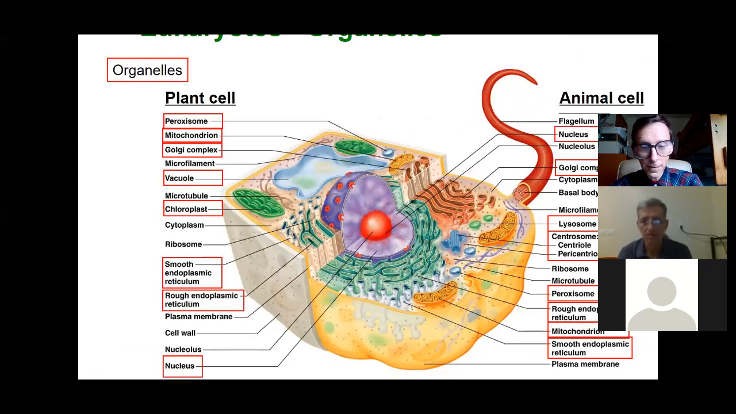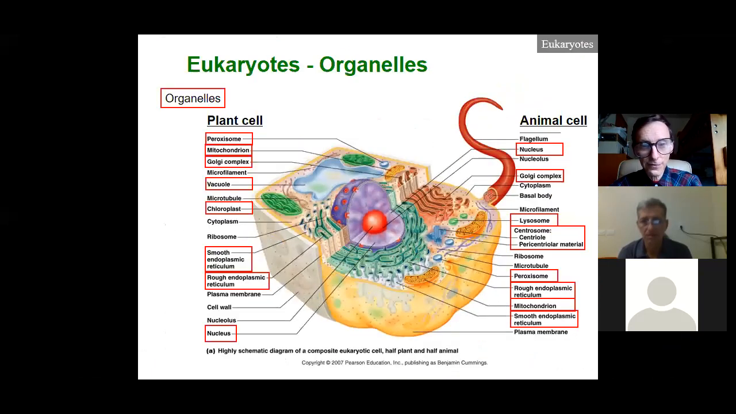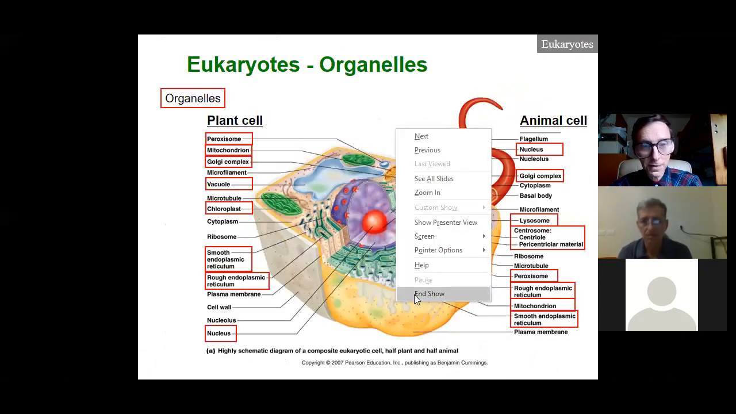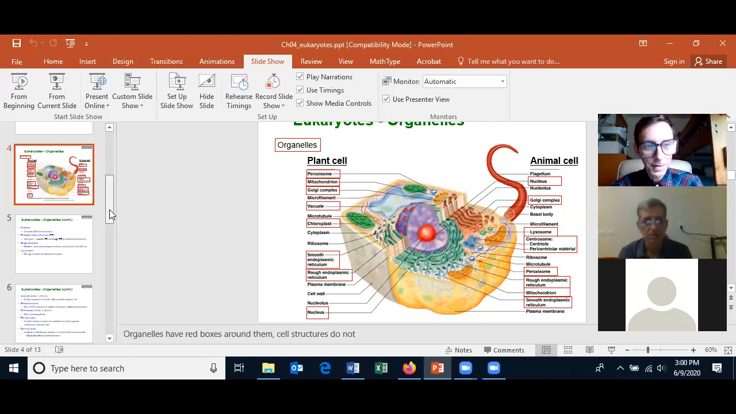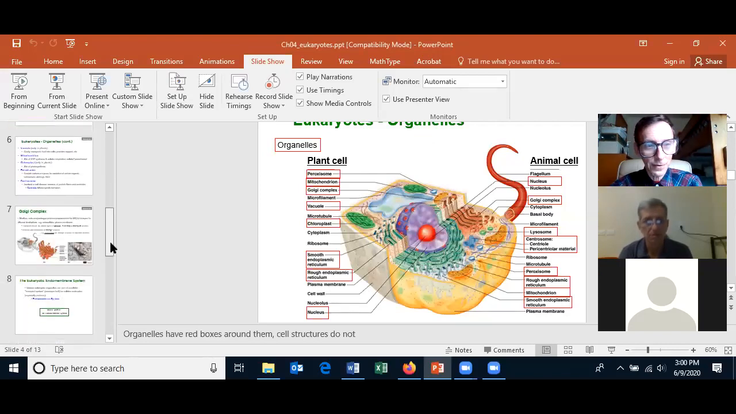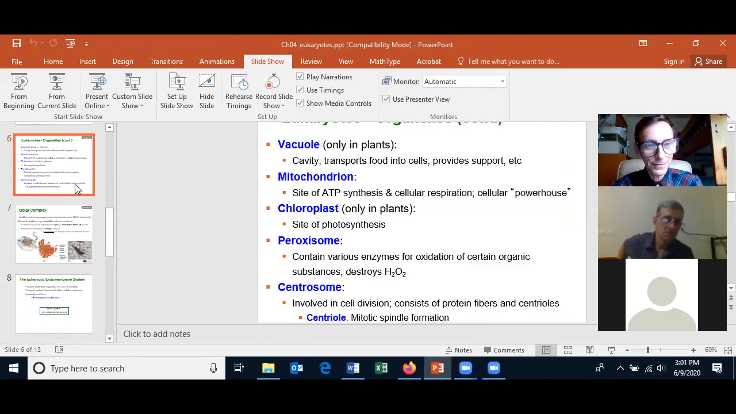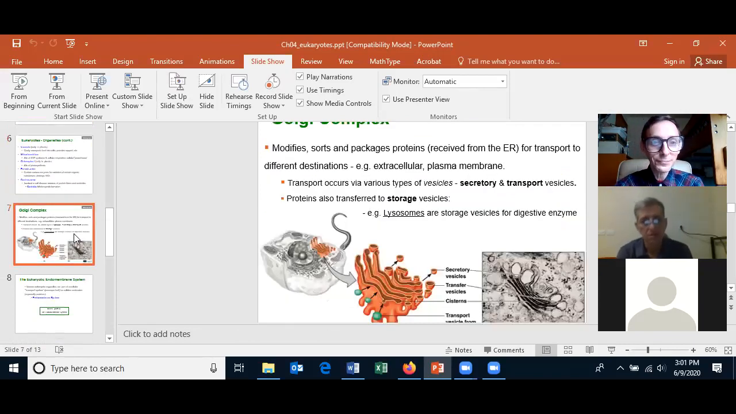I typically call them cellular structures, but you could call it a non-membrane-bound organelle, which is a term I don't even like using. All right, any question about any of that?